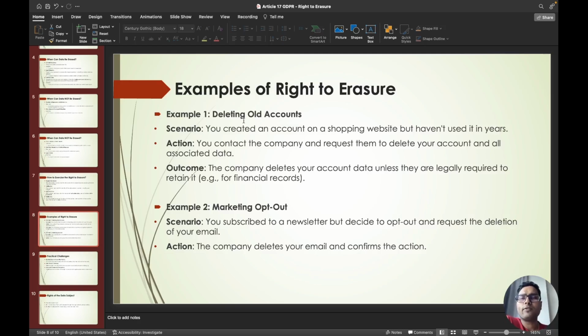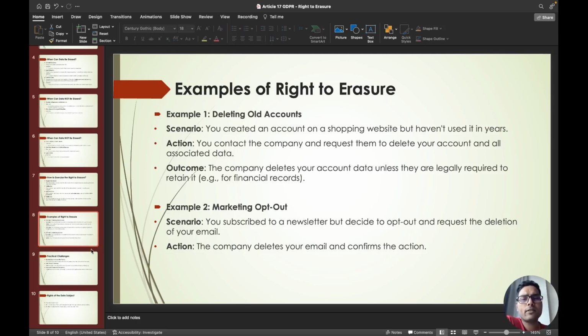The delete old account scenario. You created an account on an online shopping website, but you have not used it in a year. Now you no longer require that website. So the action: you contact the company and request them to delete the account and all associated data. The outcome is the company deletes your account and data unless they are legally required to retain it, such as tax details or financial details required by law to be kept; otherwise they will delete your data based on your request.